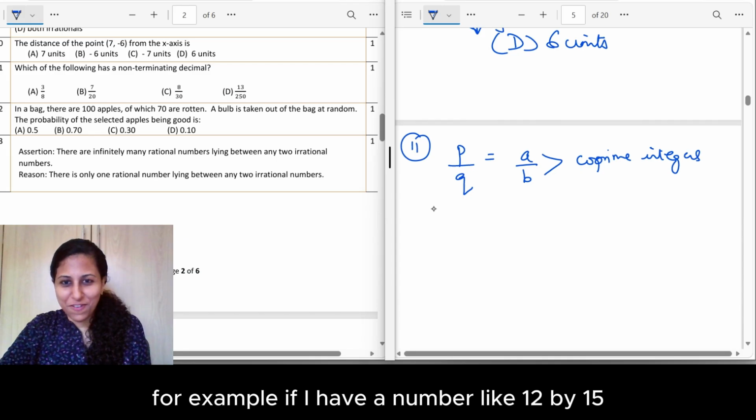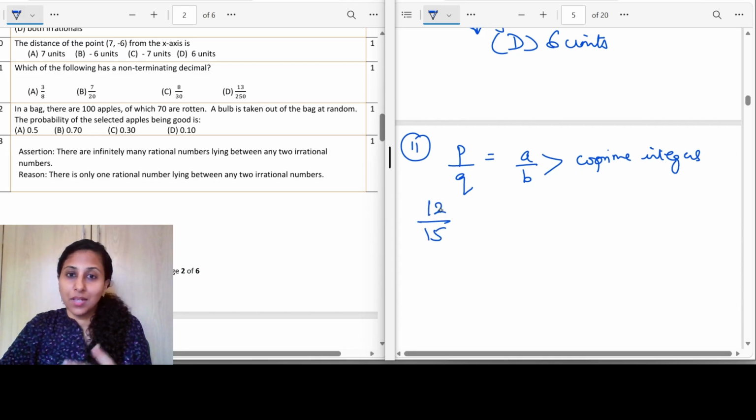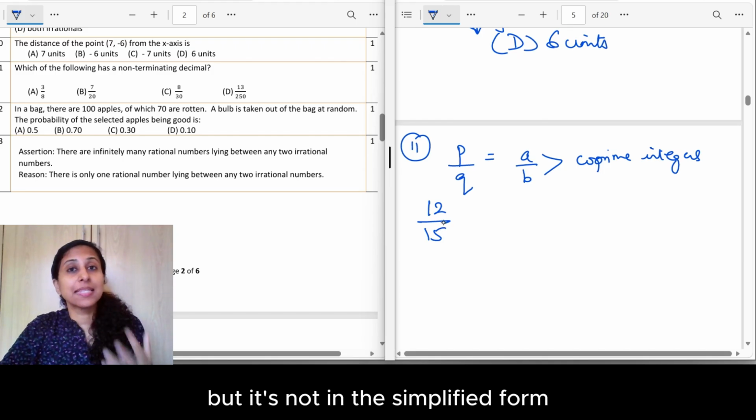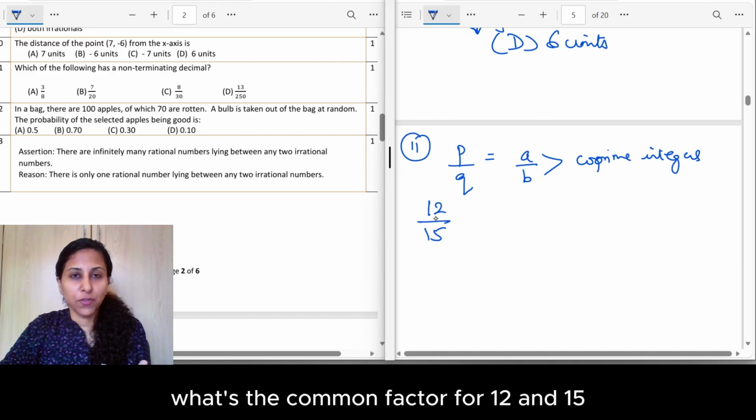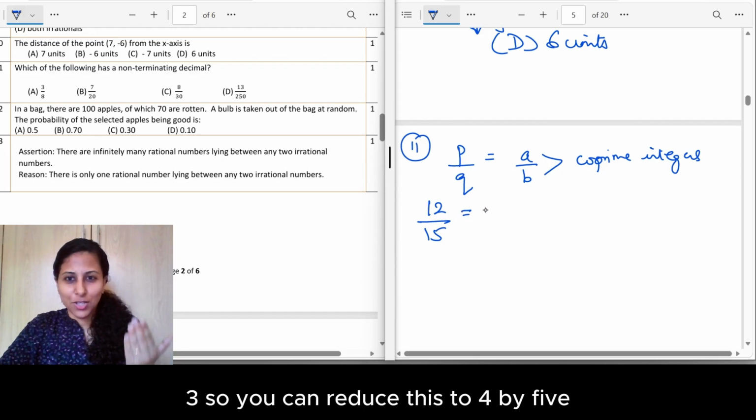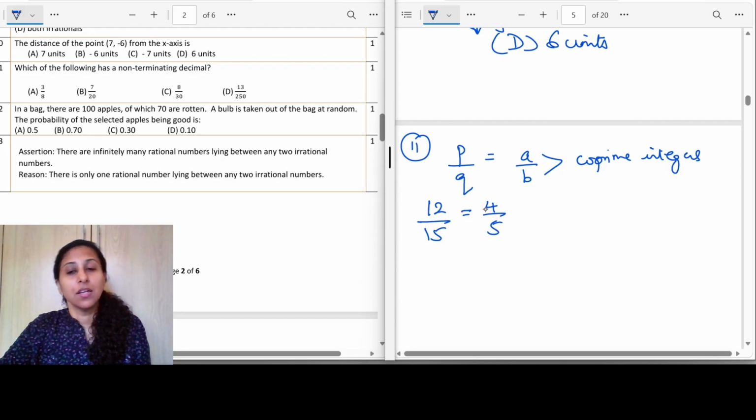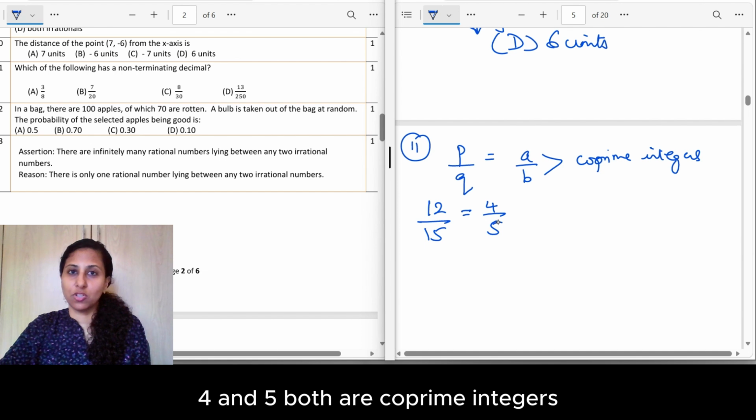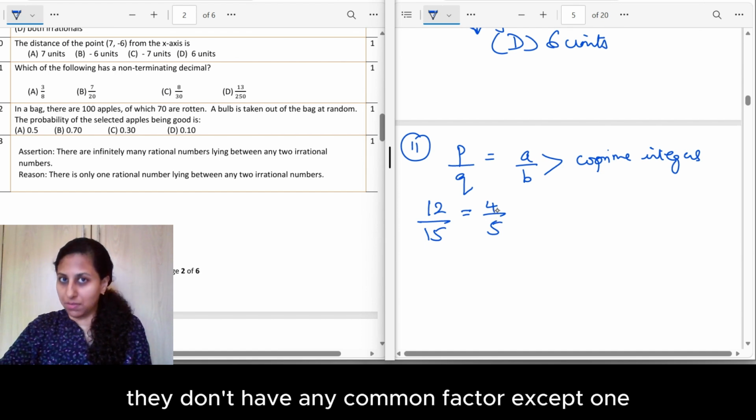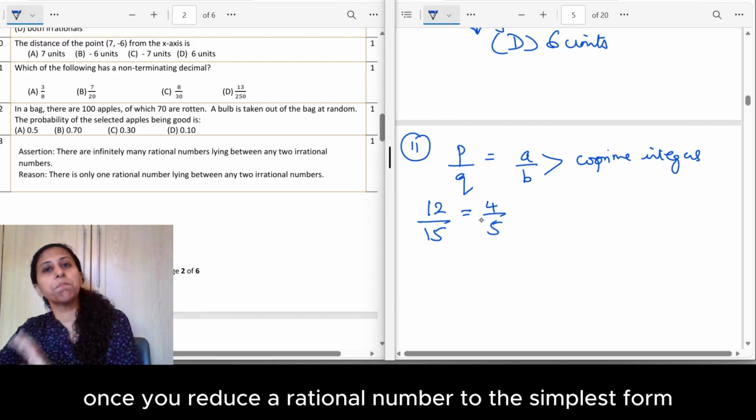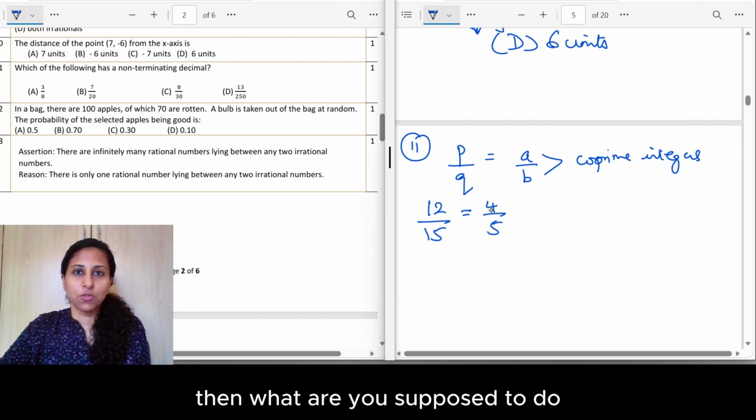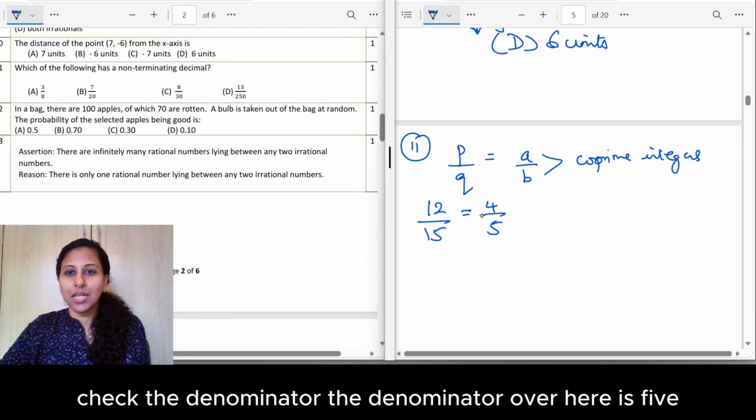For example, if I have a number like 12 by 15, this is a rational number, but it's not in the simplified form because we have not cancelled the common factor yet. What's the common factor for 12 and 15? 3. So you can reduce this to 4 by 5. 4 and 5 both are co-prime integers. They don't have any common factor except 1. Once you reduce a rational number to the simplest form, then what are you supposed to do? Check the denominator. The denominator over here is 5.